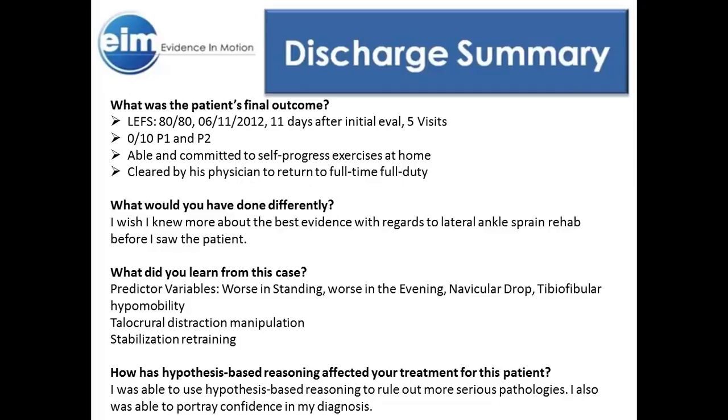What would I have done differently? I wish I knew more about some of the best evidence with regards to lateral ankle sprains and rehab before I saw the patient, such as the predictor variables: worsening when standing, worsening in the evening, a navicular drop, a tibial-femoral hypomobility, all predictors of lateral ankle sprain. I also learned the importance of the talocrural distraction manipulation with persons with acute or subacute lateral ankle sprain. Also some of the stabilization retraining and the benefit that it has with this population.